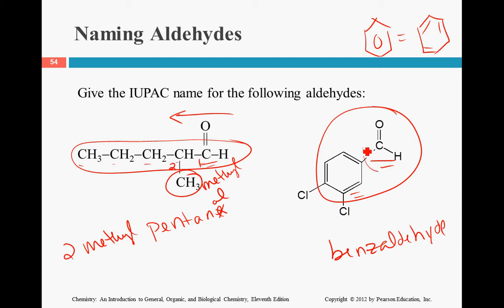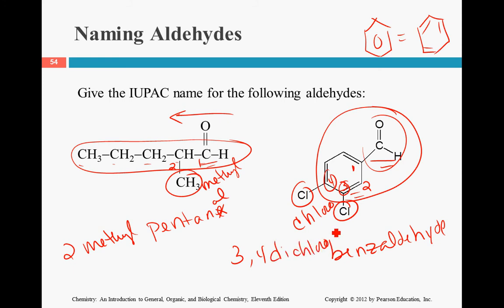We don't have to give a number for the aldehyde, but we do need a number for the other substituents, which are chloro. So we start with the aldehyde as being 1, 2, 3, 4. So 3, 4, because that's where the chlorines are, dichloro, benzaldehyde.